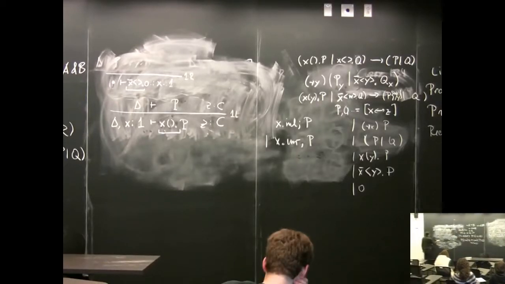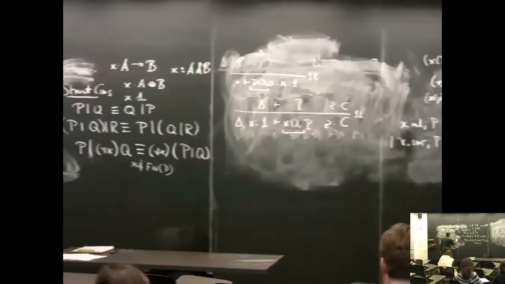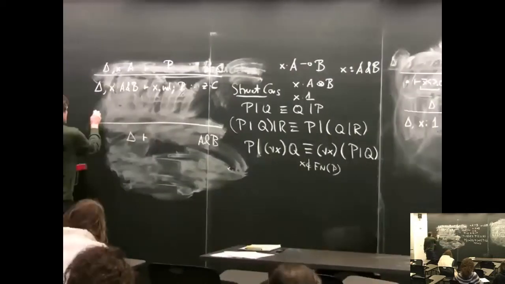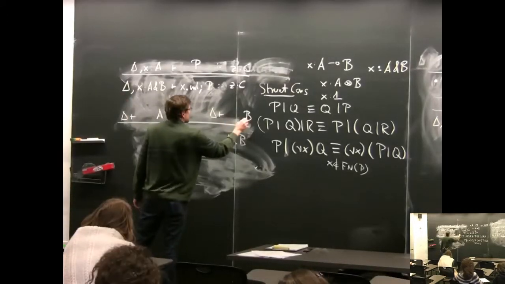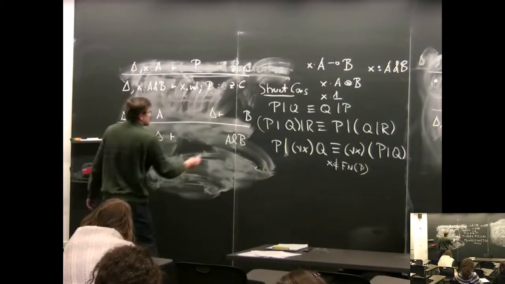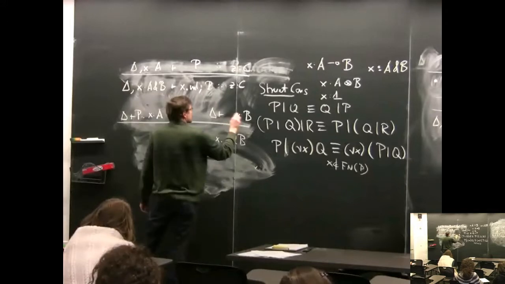Now on the other hand, if I'm obligated to provide A with B in some context delta, then I have to show how I can get an A, and I have to show how to get a B. And this is going to be along some channel X. This is going to be the same X, and let's call this P. And this is going to be X, and let's call this Q.